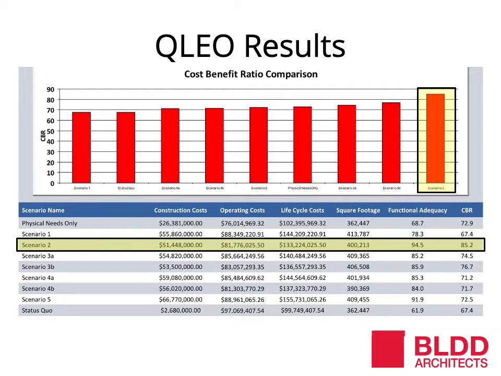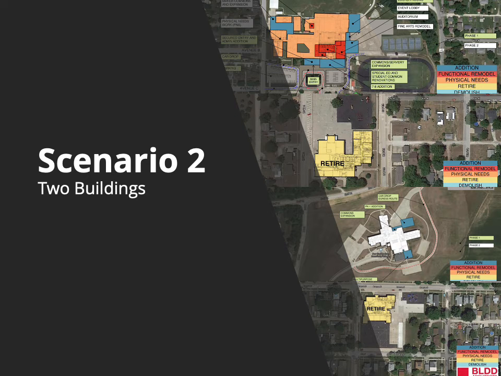While scenario 2 scored the highest, the defining reason for the ad hoc committee's selection was to get out of the elementary schools and move to a two-building solution. Now that we've seen how it was developed, let's review scenario 2.